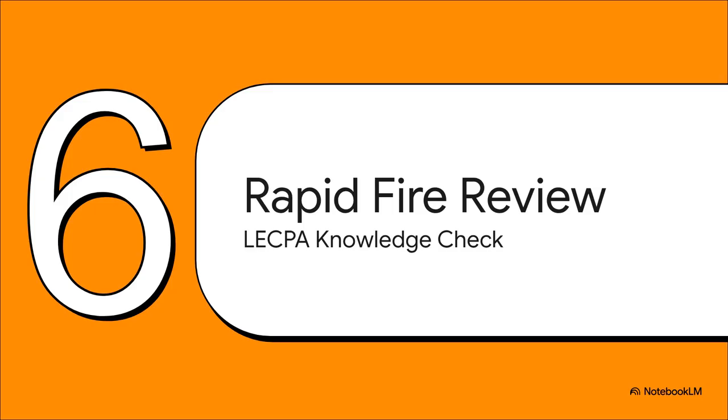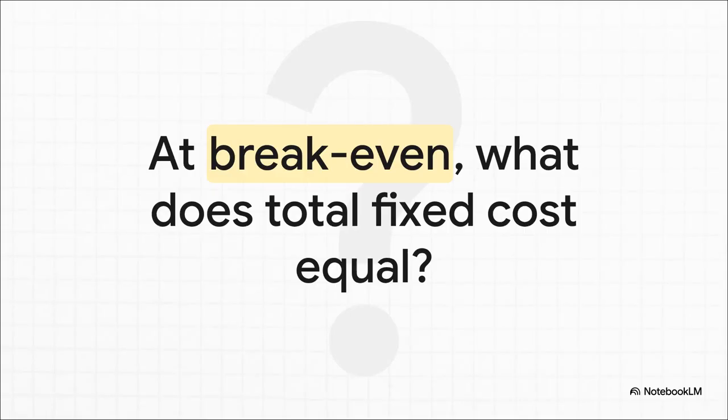Section 6, LECPA Rapid Fire Review. All right, let's wake up those brains. To really lock in that long-term 3-year retention, we're going to do a little active recall right now. I'll ask a question, give you a second to think, and then we'll confirm the answer. Ready? Think back to the engine we built earlier. At the exact break-even point, where profit is exactly zero, what does total fixed cost equal? It exactly equals the contribution margin. Remember, CM eats fixed costs first. So if profit is zero, CM perfectly consumed the fixed costs with absolutely nothing left over.